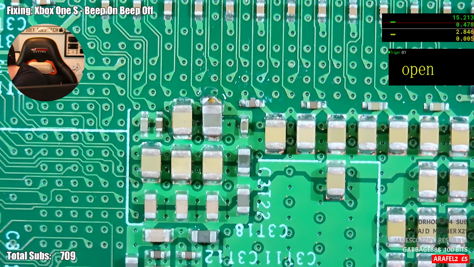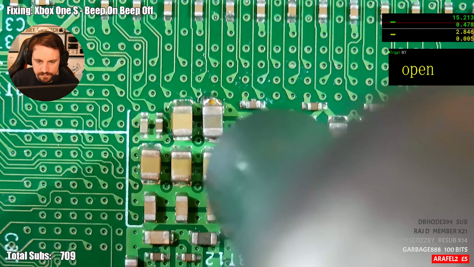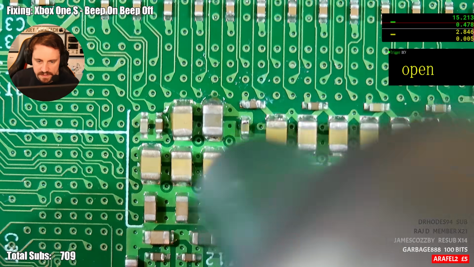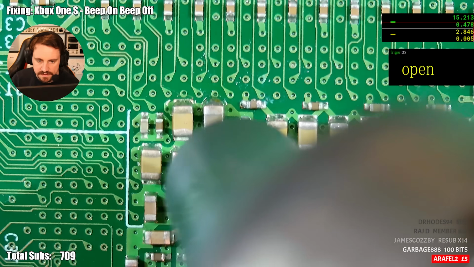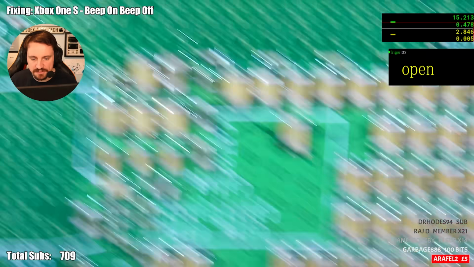Tiny bit of flux there. Now, this cap does look different. Doesn't mean anything. It's all good. Let's give it a quick reflow. Let it settle into place. There it is. And we just give this a nice little clean. You can see that it looks pretty good.